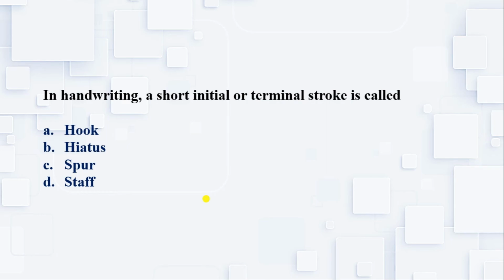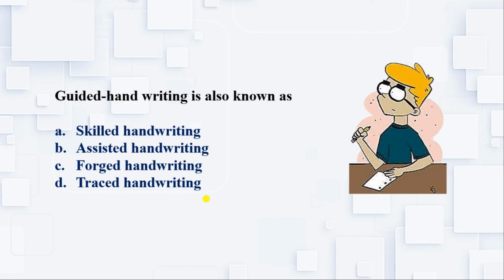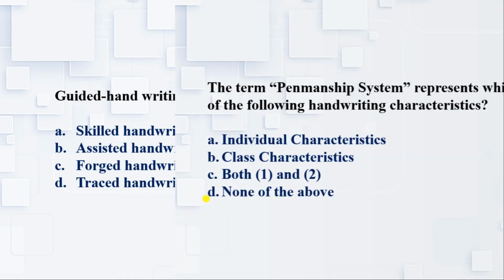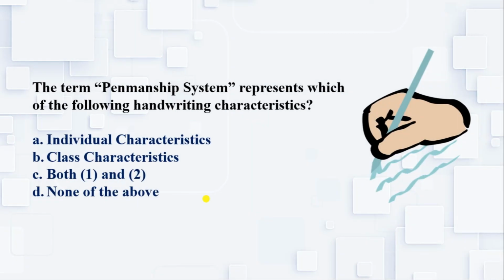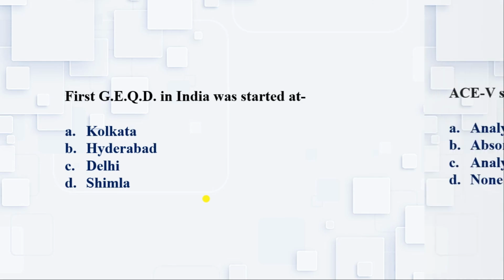The next question is, in case of handwriting, a short initial or terminal stroke is called. The correct answer is B, hiatus. The next question is, what is the other name of guided handwriting? Guided handwriting is also known as. The correct answer is B, assisted handwriting. The next question asks, the penmanship system represents which of the following handwriting characteristics? The correct answer is A, individual characteristics. The first GEQD in India was started at. The correct answer is D, Shimla.